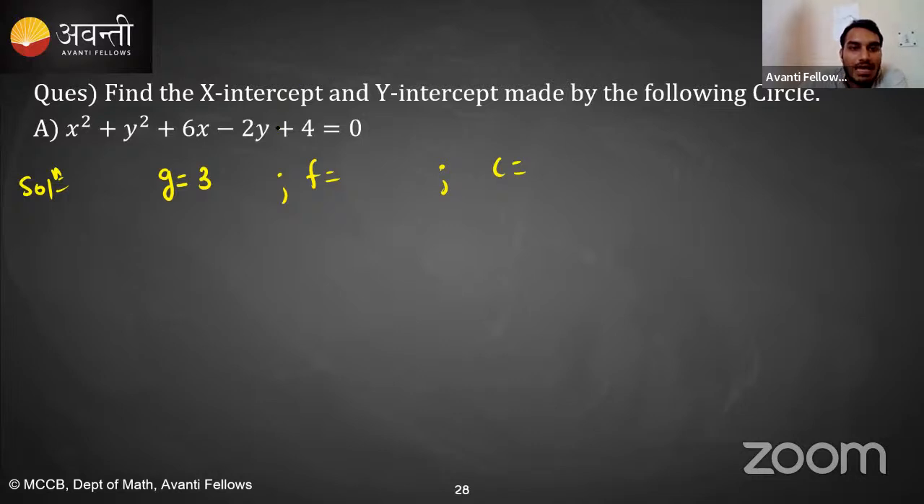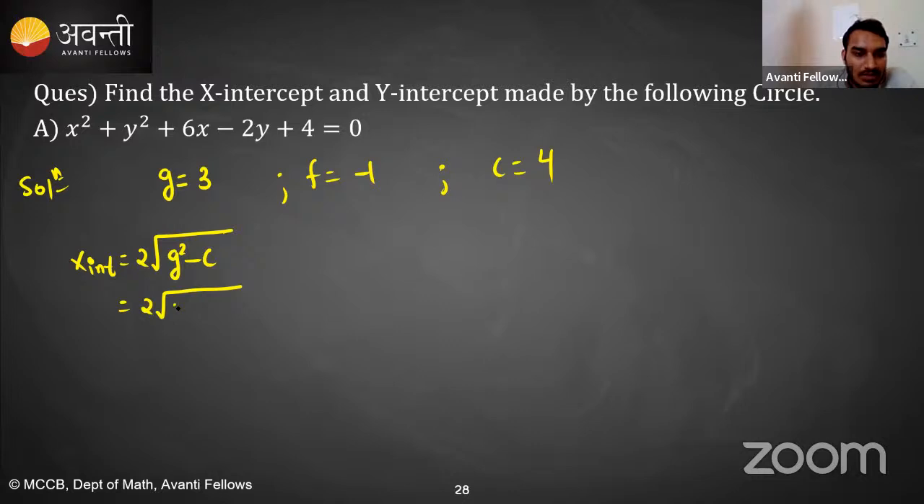So f is nothing but the half coefficient of y, which is -1. c is the constant term, which is 4. Okay. So what is the x-intercept? The x-intercept is 2 times under root of g square minus c, which is 2 times under root of 3 square minus 4, which is 2 root 5.